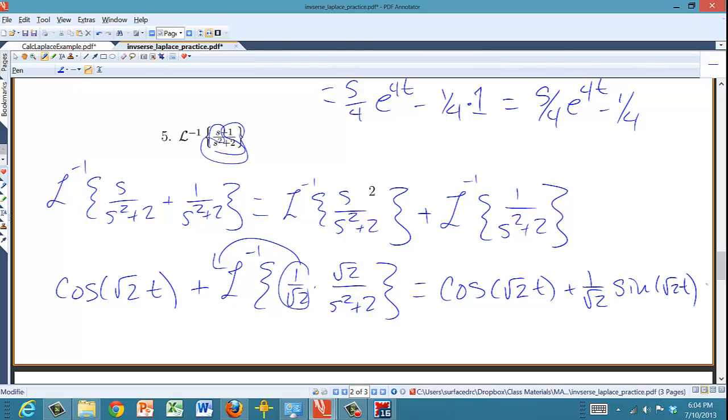So that's very common. Whenever you see a quadratic in the denominator that looks like s squared plus a constant, you should be thinking about breaking up the numerator into two parts, one that involves the s term, one that involves the constant term.